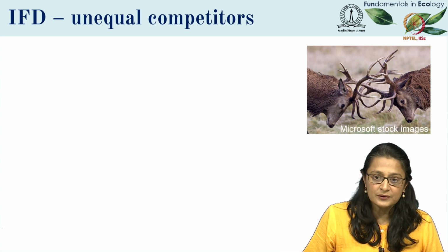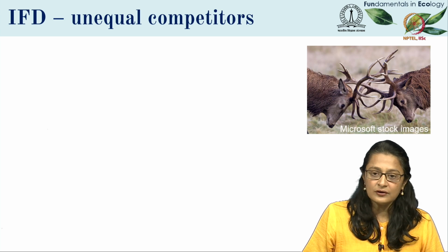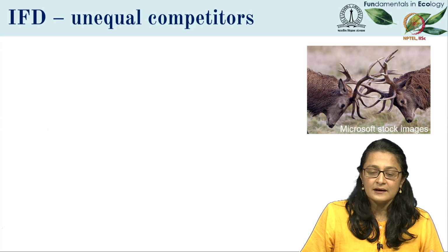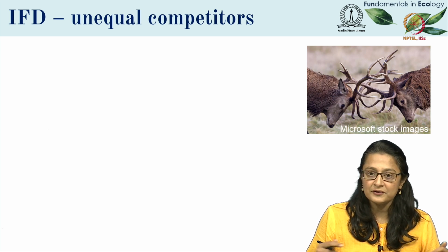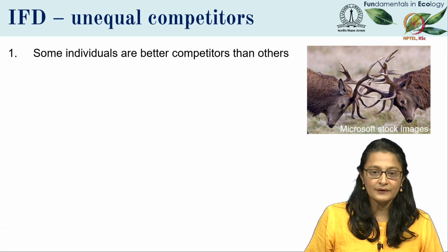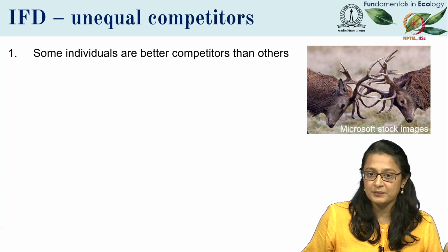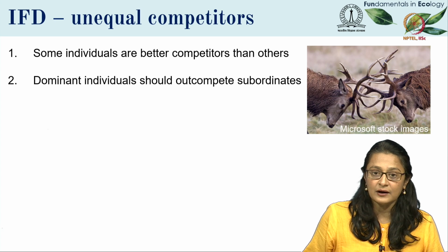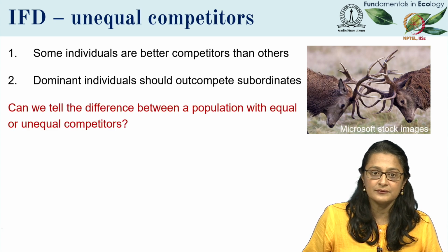But what Harper noticed with ducks was that not all ducks got the same amount of food, because not all ducks were equal competitors. So we actually have to think about the fact that the ideal free distribution should reflect a condition where competitors are not equal. So some individuals may be better competitors than others, and dominant individuals could outcompete subordinate individuals.